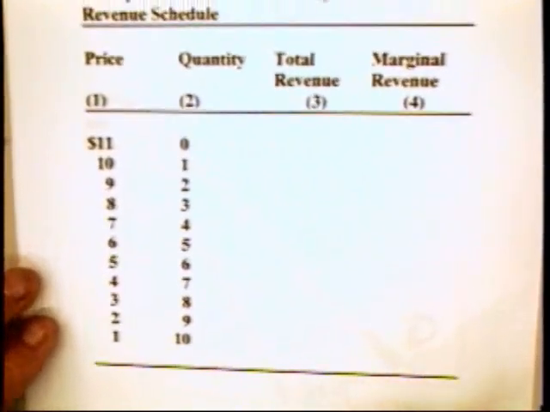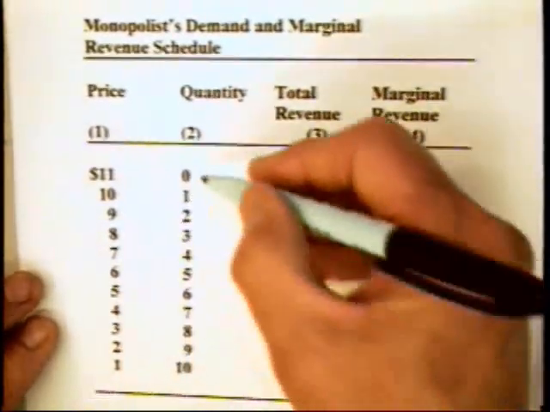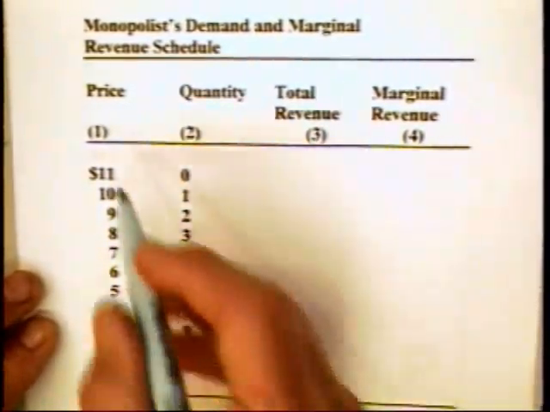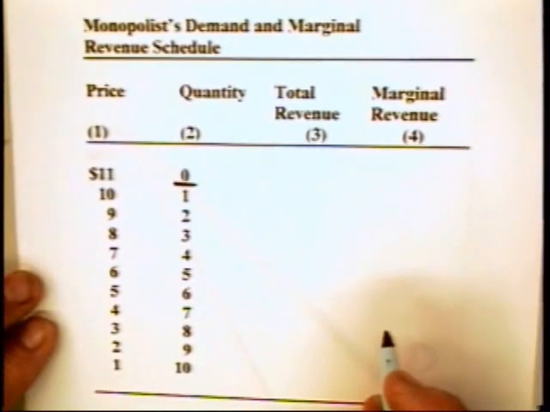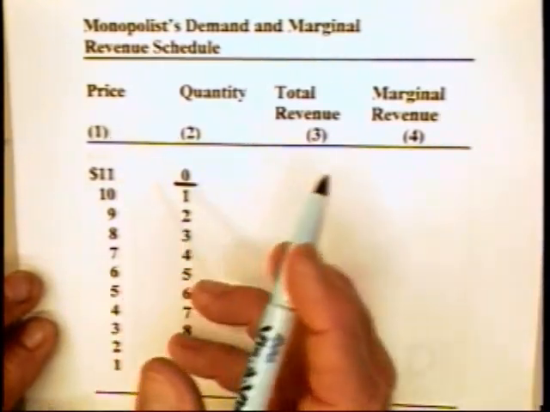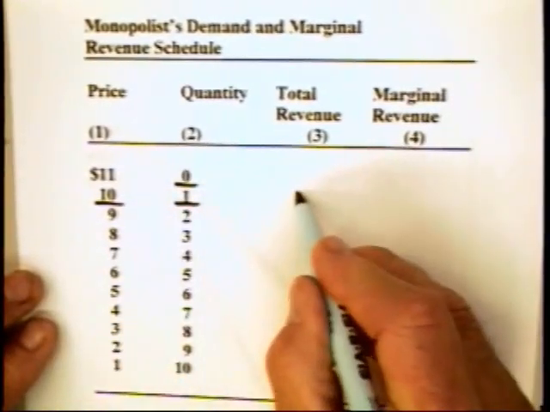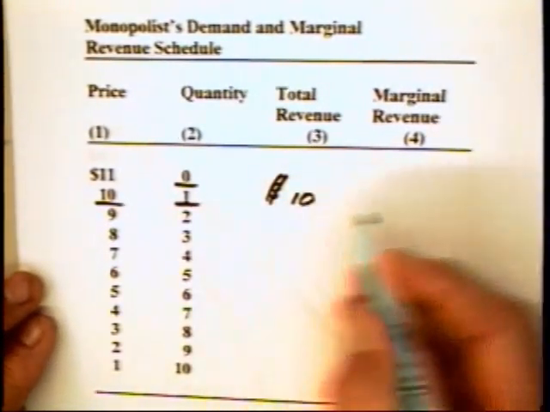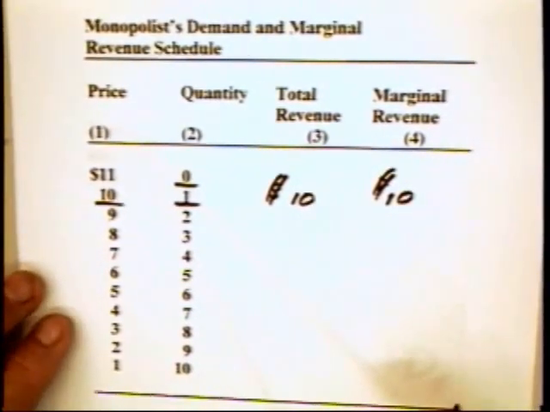Here we have a monopolist demand schedule. We have various prices and the various quantities that consumers will buy at these various prices. At a price of $11, the monopolist will sell 0 units. So a monopolist is restricted in the price it can charge, because at some very high price it will sell absolutely nothing. At a price of $10, it can sell 1 unit, which means that its total revenue will equal $10. The marginal revenue, the additional revenue acquired from selling that 1 unit, is equal to $10.